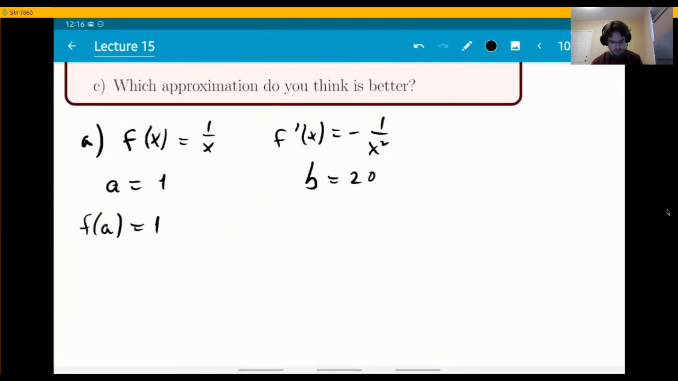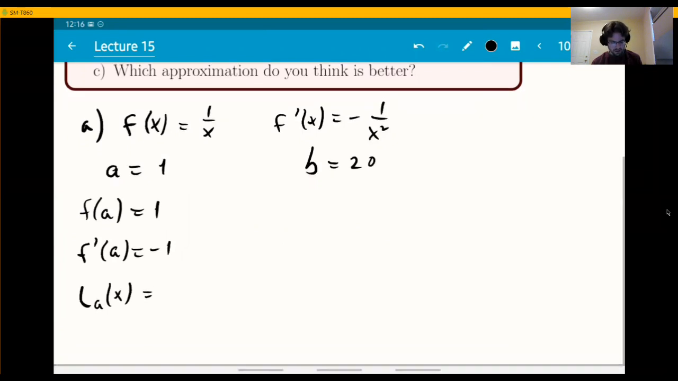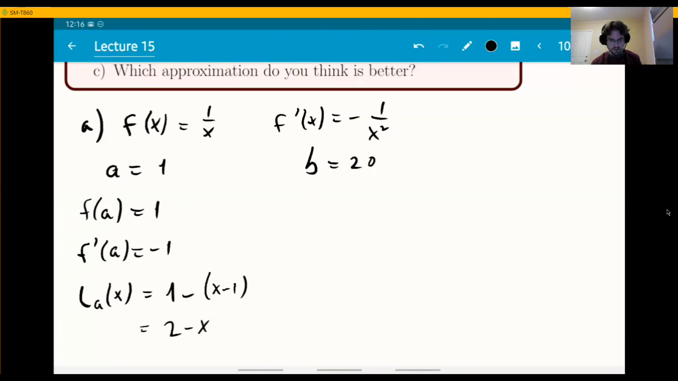Quickly here, f of A is 1, f prime of A is minus 1. So L, maybe I call that L1, or even better, LA, the linear approximation around this A number. That would be 1 minus x minus 1, which becomes, if you want to simplify this, 2 minus x. Yes, okay, now the second one, B is 20. F of B is 1 over 20.